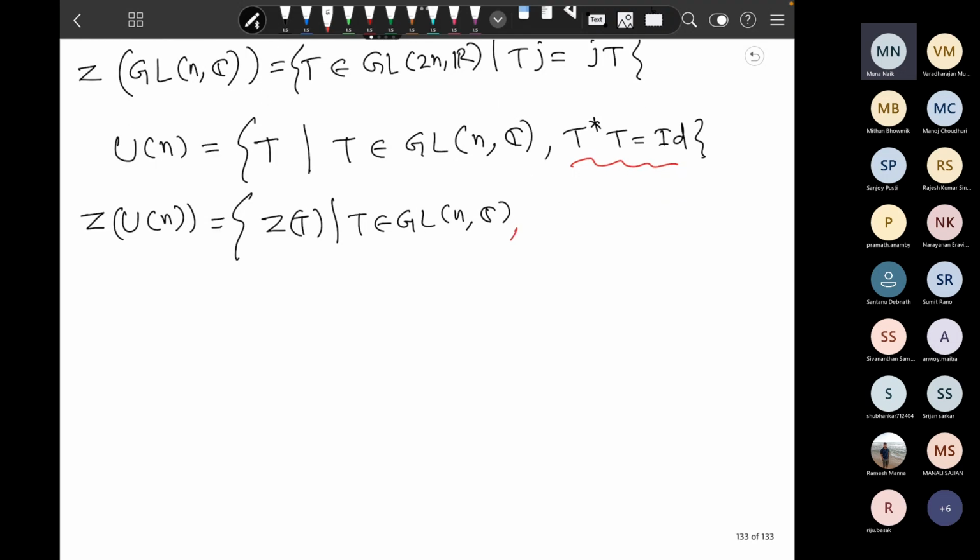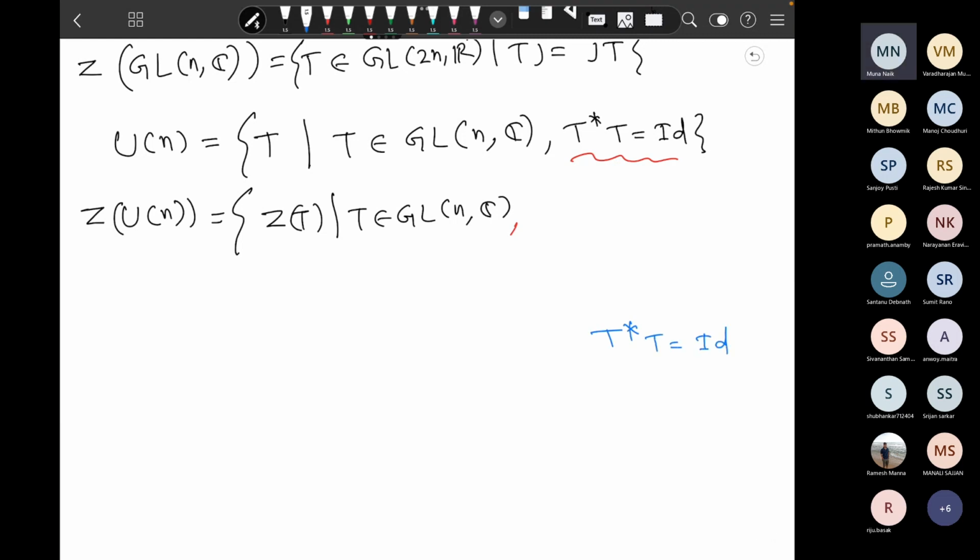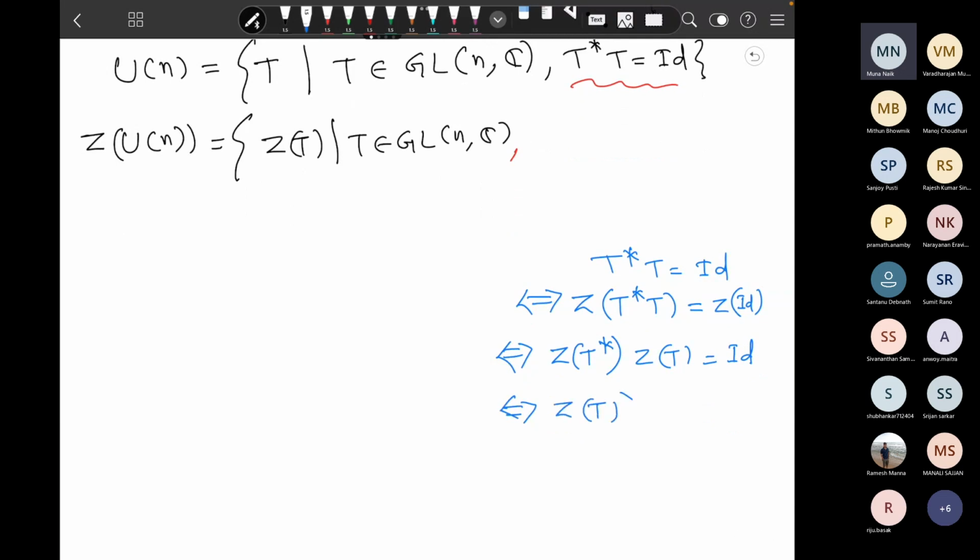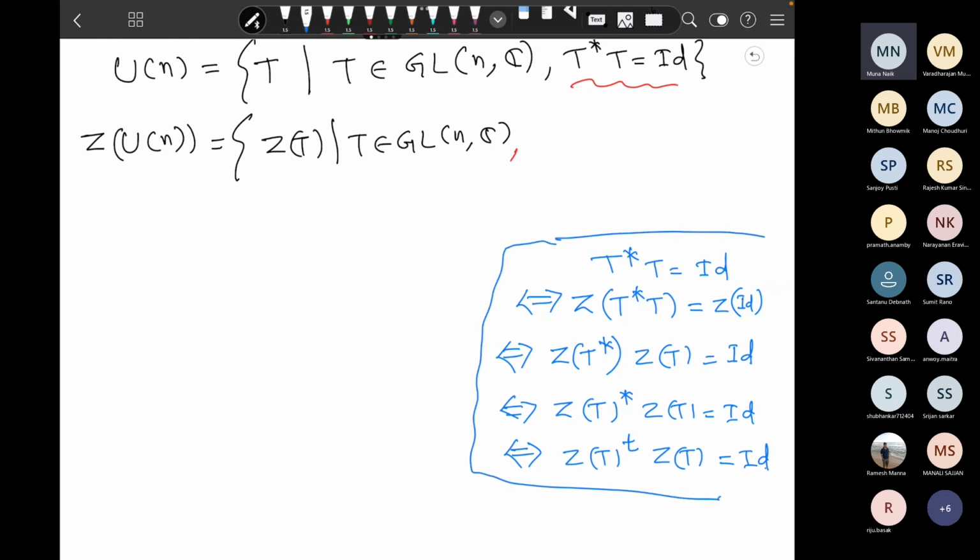So see this thing, T star T is equal to identity. Since Z is one-one and linear, this is equivalent to Z of T star T is equal to Z of identity. Now I have given you some property in the previous lecture: Z of A composition B is equal to ZA composition ZB. So I will get ZT star, ZT, and Z of identity is the identity matrix. So ZT star ZT is equal to identity. Now ZT star is equal to ZT transpose because ZT is a real matrix by definition. So this will translate to ZT transpose ZT is equal to identity.